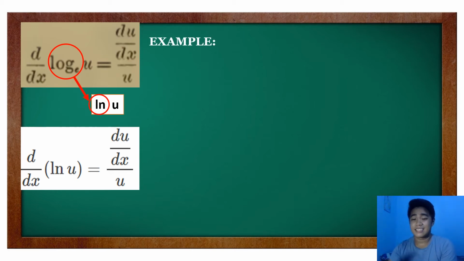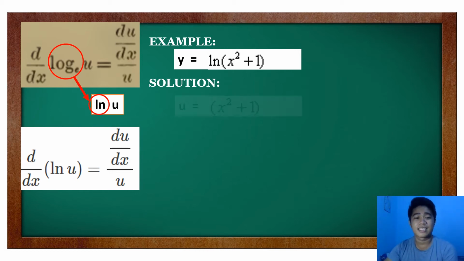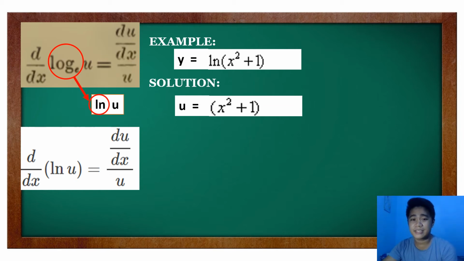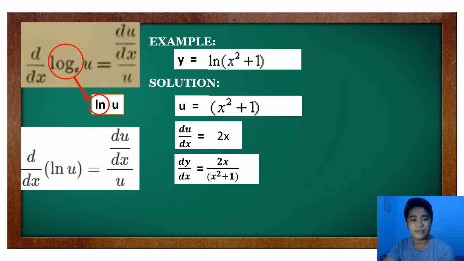Alright, so let's give you an example. Say we have y is equal to ln quantity x squared plus 1. How are we going to solve that? So first, in our solution, as I have said, you need to identify what is given in the formula. Our u there is x squared plus 1, and differentiating that, we have 2x. So if du over dx is equal to 2x, then we just have to substitute it in our formula, which is du over dx all over u, so we will have 2x over x squared plus 1. So that is now our answer.